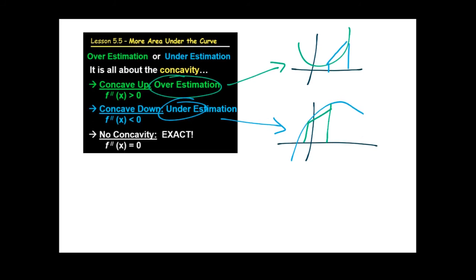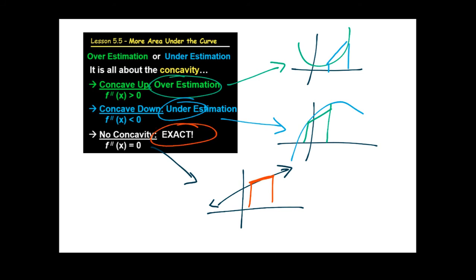What about if it's exact? What about if it has no concavity? What about if it's a straight line? Well, of course, if it's a straight line, we know that we're going to end up with a perfect trapezoid that fits perfectly under that graph. And that's why if there's no concavity, then we have an exact estimation.